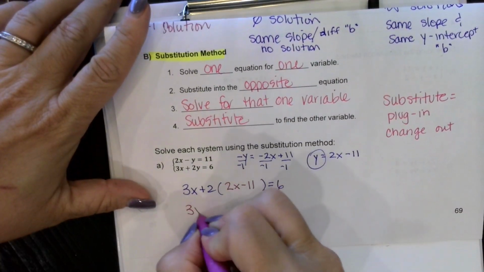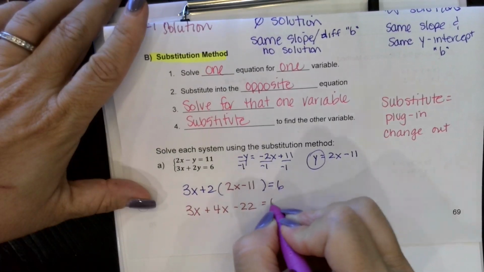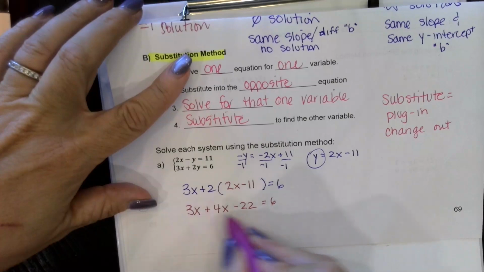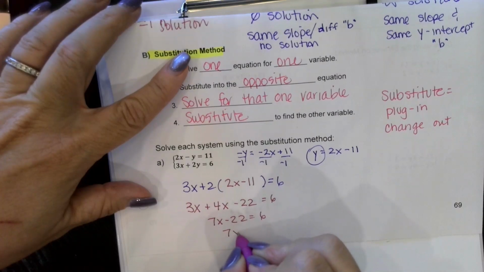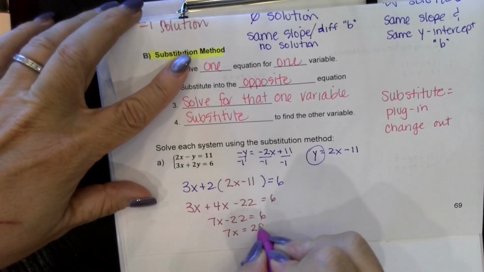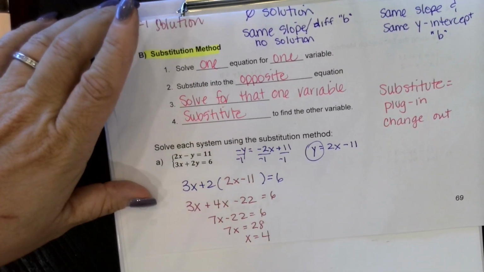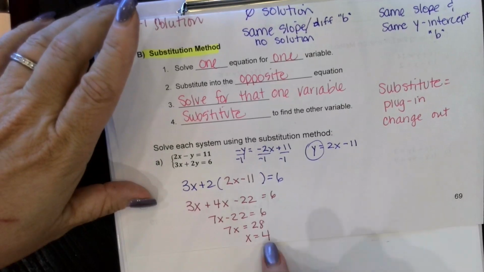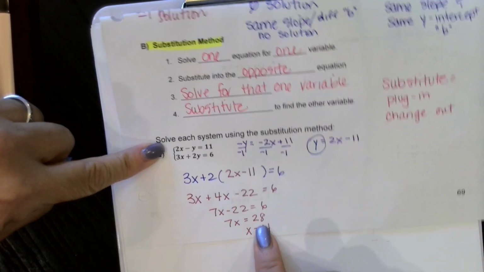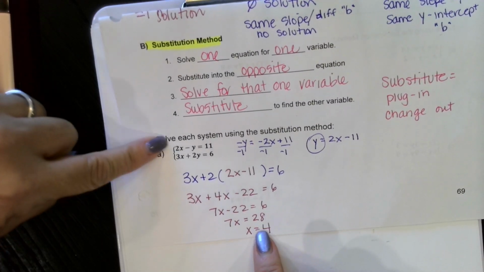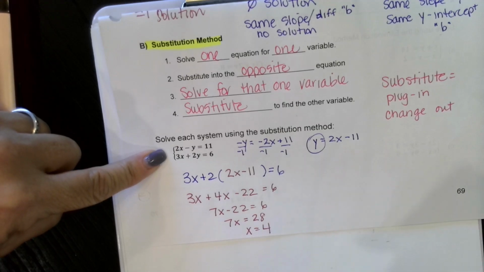So I have 3x plus 4x minus 22 equals 6. Combine like terms. 7x minus 22 equals 6. 7x equals 28, so x equals 4. All right, so now we go back to substitute, and at this point, I can plug this into either equation, because this is saying that when x equals 4, it's going to equal 4 in both equations. So I'm going to plug it into the top one just because the numbers are smaller.